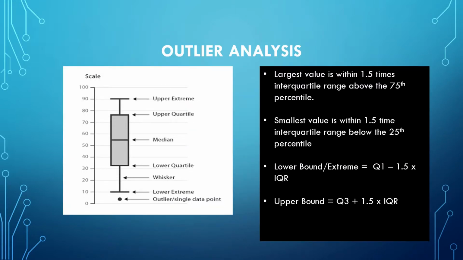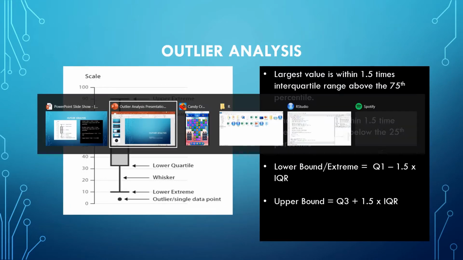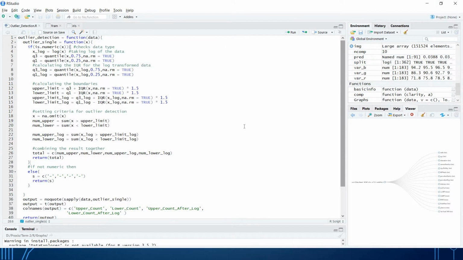Now I'll be moving on to our function in R, and I'll walk you through my code. Outlier detection is the name of my function, and within my function I have another function called outlier single. Outlier single helps me figure out outliers within a single column, and then I'll apply this function on the entire dataset, on all the columns. Hence I've made a function inside a function.